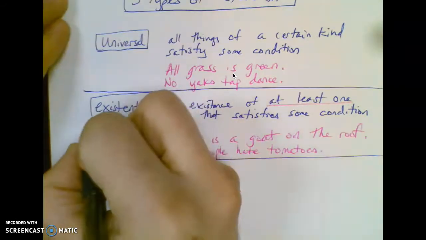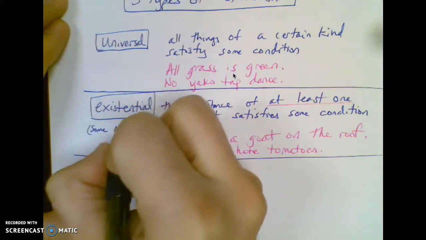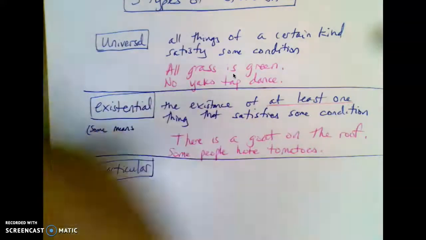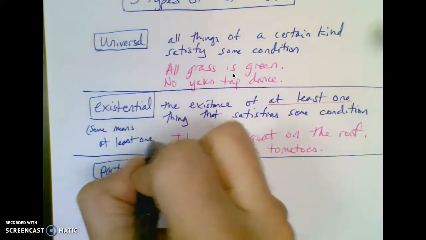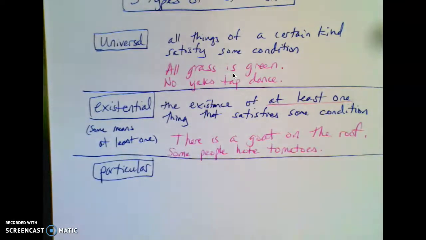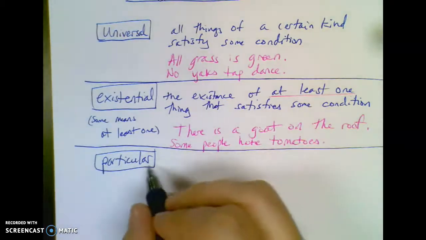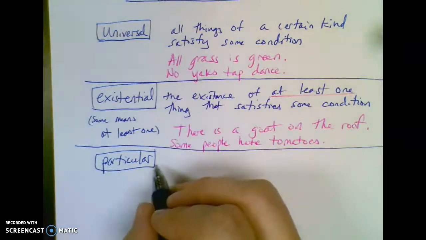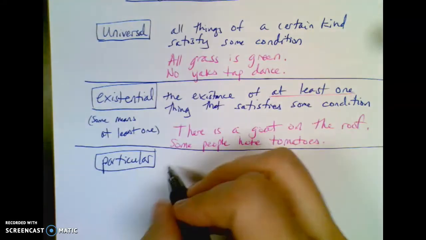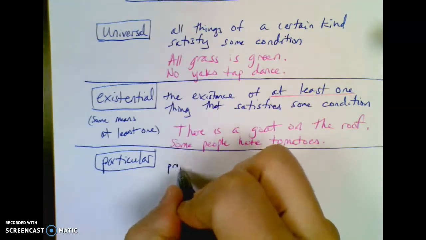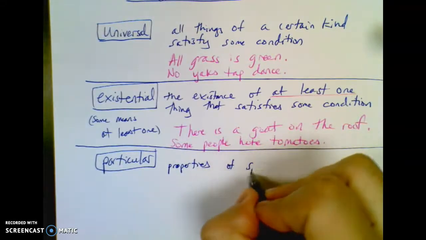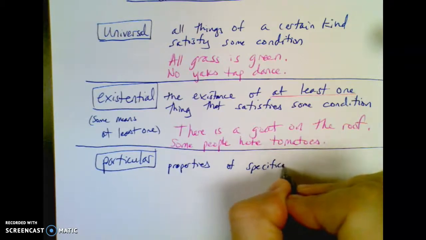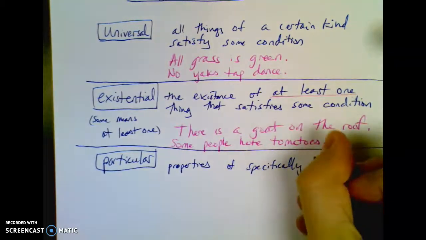So yeah, maybe write that down. Some means at least one. Because you see that word a lot. Alright, one more type. Okay, so this last type of statement is a particular statement. And a particular statement has properties of specifically designated things.